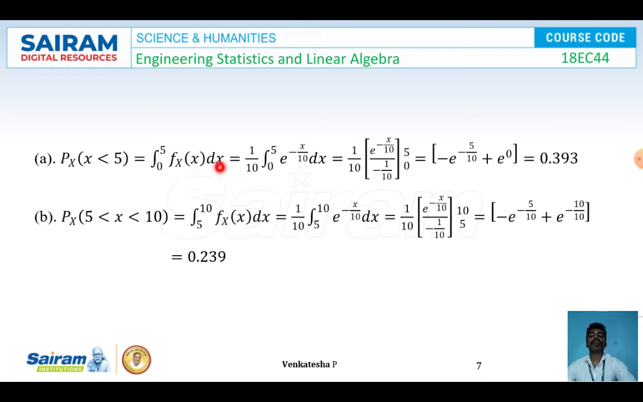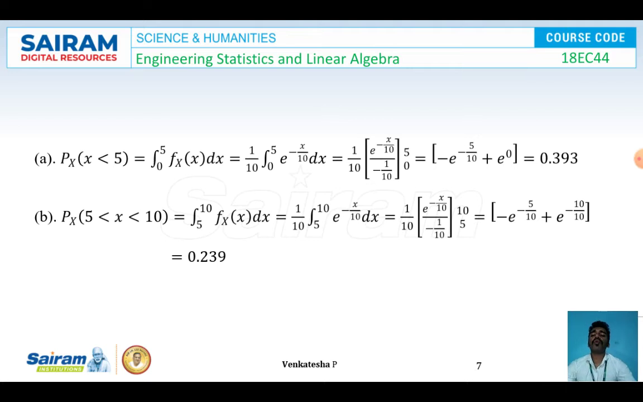So I'll be getting 1 by 10 integration 0 to 5 e power minus x by 10 dx. After integration, I'm keeping 1 by 10 as it is, integrating e power minus x by 10, I got e power minus x by 10 by minus 1 by 10 between the limit 0 to 5. 1 by 10 gets cancelled, I got minus of e power minus 5 by 10 plus e power 0. So on simplifying this, we got 0.393.